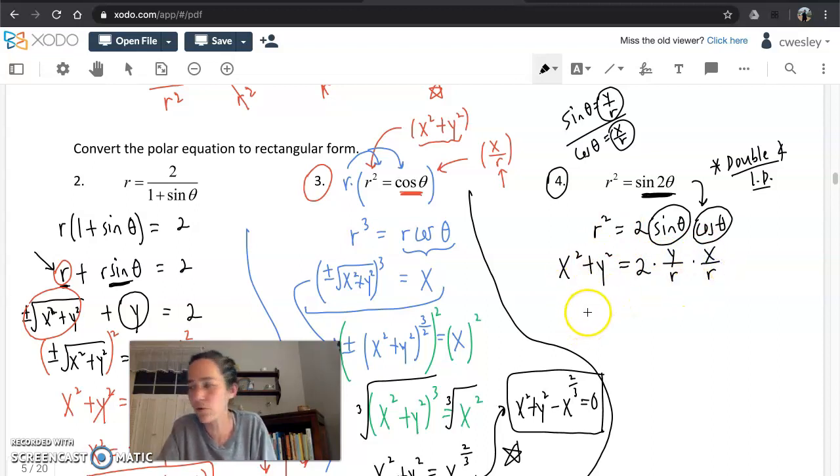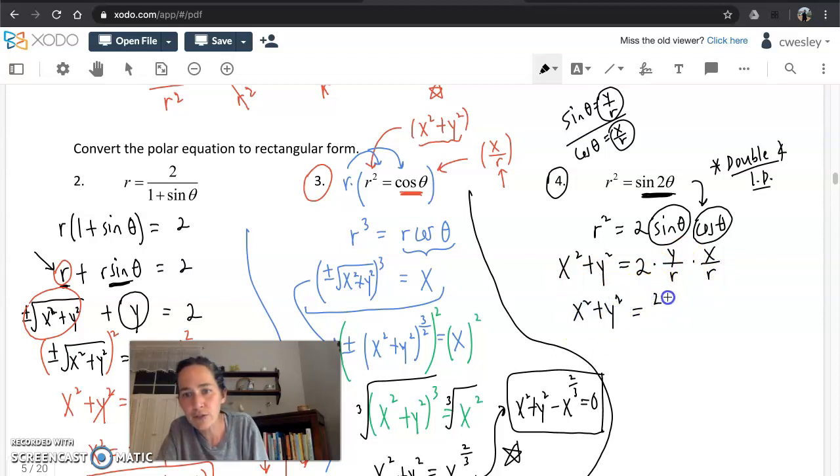So we're almost there. We're almost to complete rectangular form. X squared plus y squared. Let me just write this as one fraction, 2xy over r squared. R squared doesn't scare me. That was a bad joke, because I know I can do a substitution now in terms of x and y. X squared plus y squared equals, speaking of x squared plus y squared, that's what r squared equals. So I can write another one of these down here.